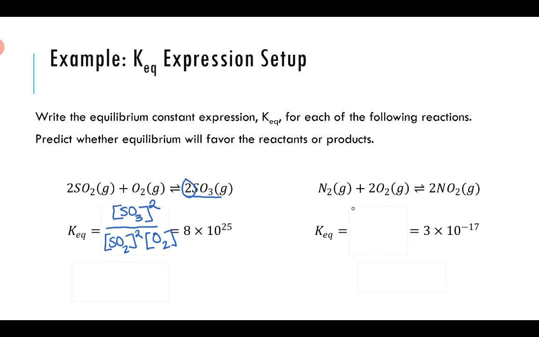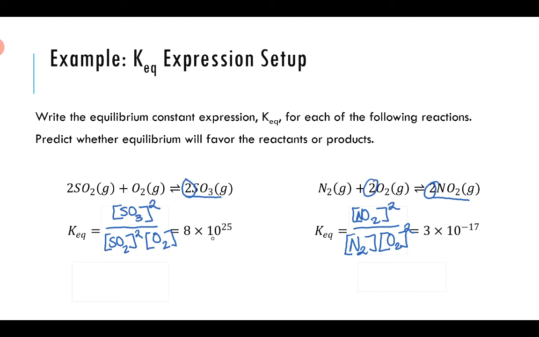All right, I'm going to write the equilibrium expression for the second one, and then we'll talk about the values. So for this one, our product is NO2, and that's going to be squared because of the 2 coefficient. And then I'll take my molarity of N2 times my molarity of O2 squared. So that too became an exponent.